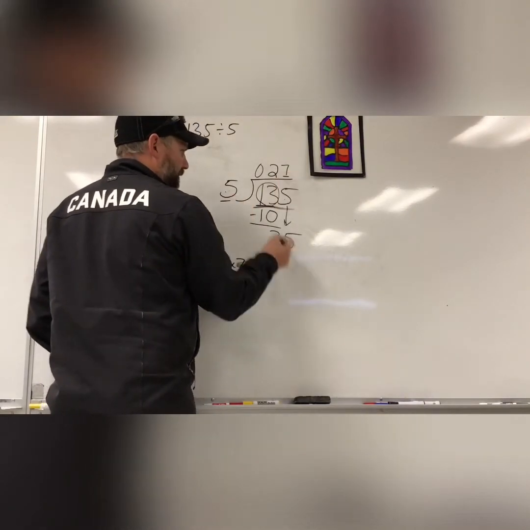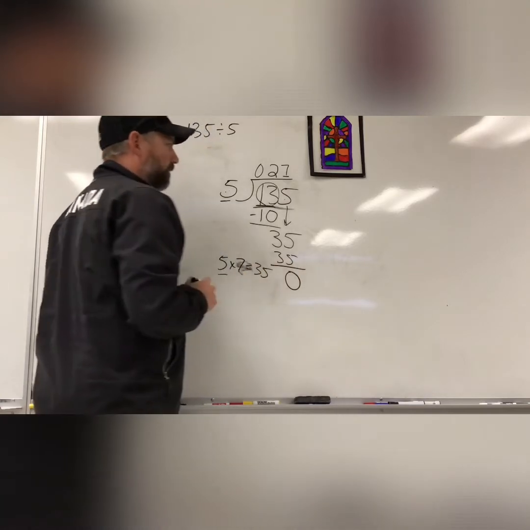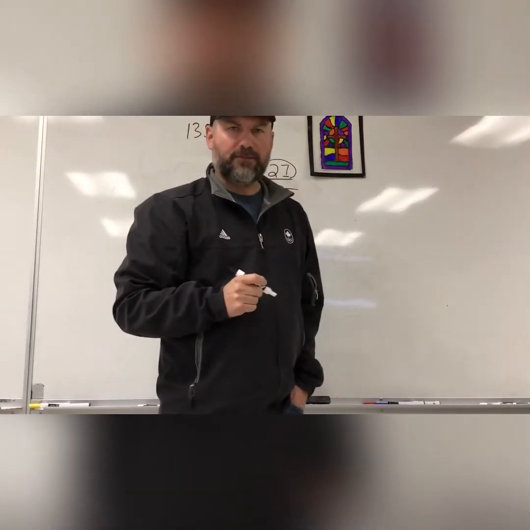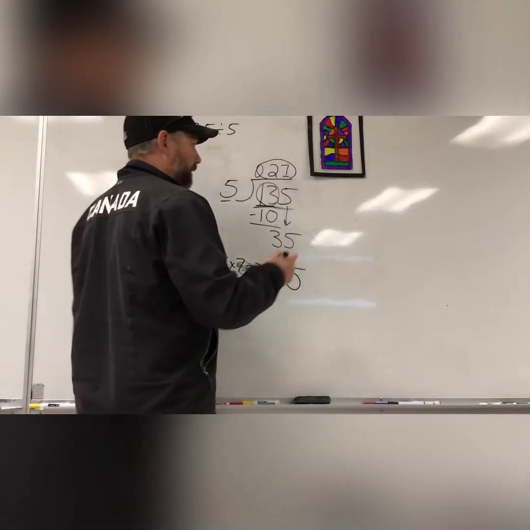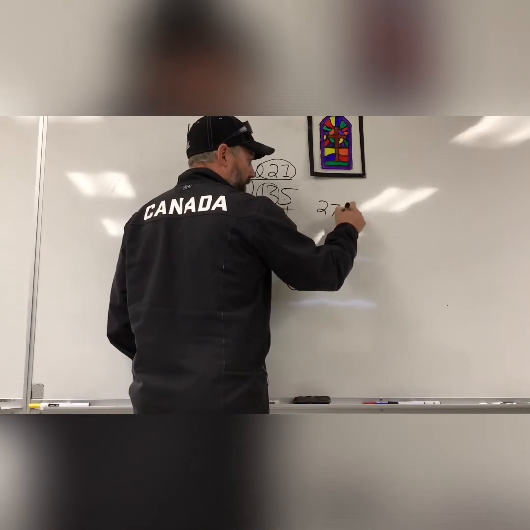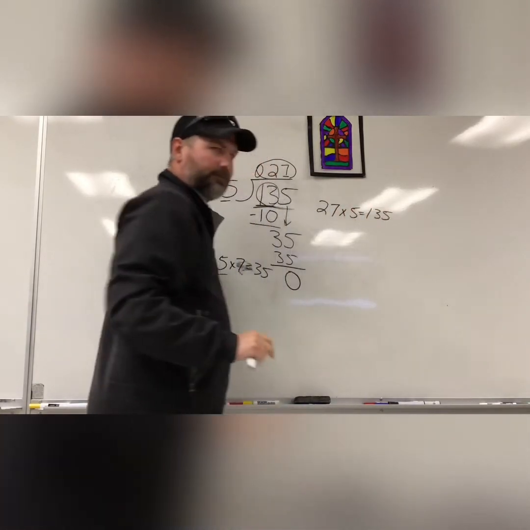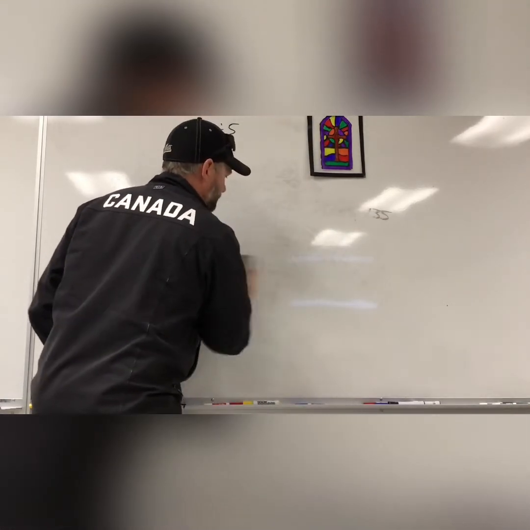7 5s, so 7 times 5 is 35. And now we're left with 0. And so we've figured out our answer, and our answer is 27. There are 27 5s in 135, which means 27 times 5 would equal 135. Okay? All right. So let's look at another one.